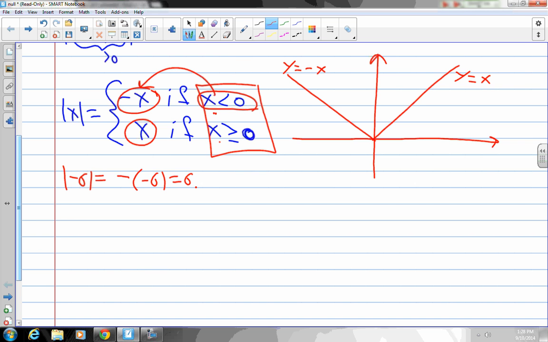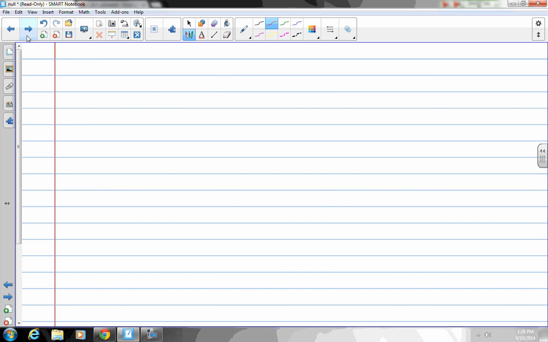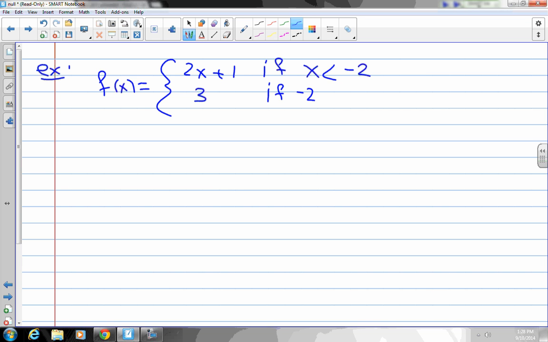So let me give you this example. So here's a piecewise function f of x equals 2x plus 1 if x is less than negative 2, and then it's 3 if x is between negative 2 and 1, like that. X is greater than or equal to negative 2 and less than 1, and negative 2x plus 5 if x is greater than or equal to 1. So this function is defined in 3 pieces. Okay? So on the exams or in your homework, you'll get questions like that.